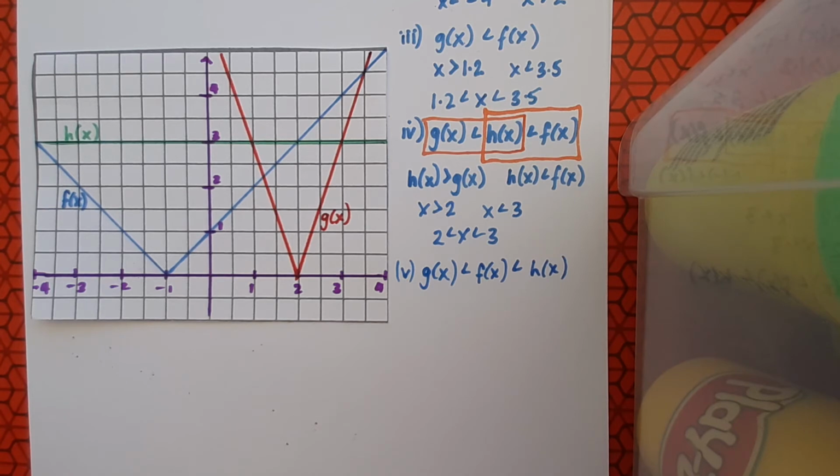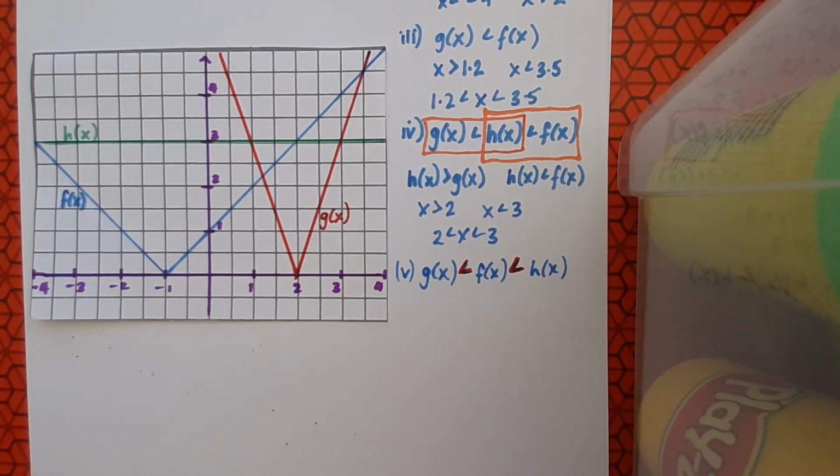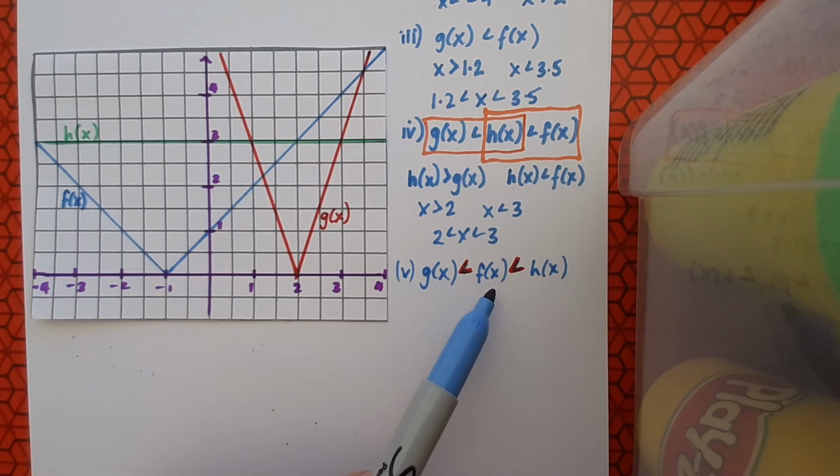Part 5 asks where is g of x less than f of x less than h of x. And so again, as long as both of the symbols are pointing to the left, as long as they're both less than symbols, it's really saying between. So where's f of x between g of x and h of x? So g of x is the red function and h of x is the green function. So I want to know where is f of x, the blue function, between the two of those. So where is it over the red function and under the green function?